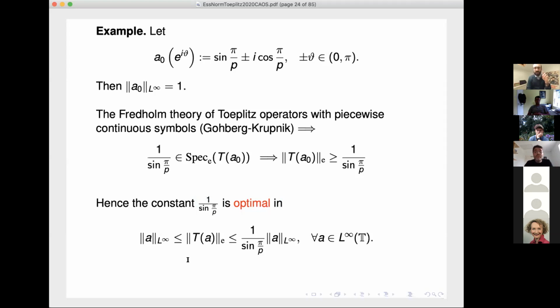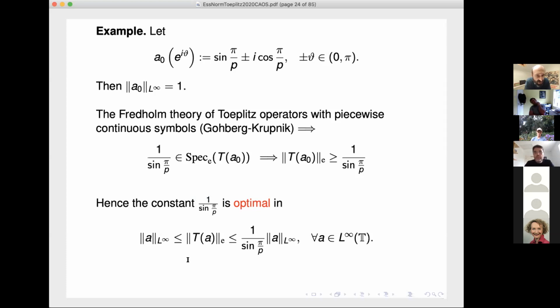Now, Eugene. Yes. Sorry, can I ask a question? This thing you've got in the middle, that one over sine of pi over p is in the essential spectrum of T of A naught. Is there an easy way to see that? Because it seems that it's not one of the essential values of the function.